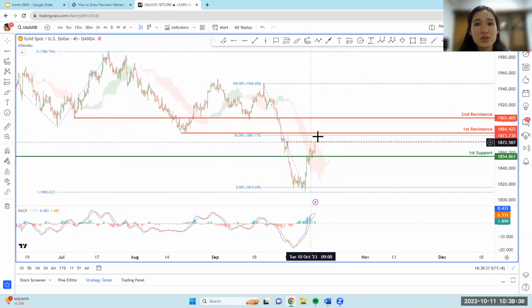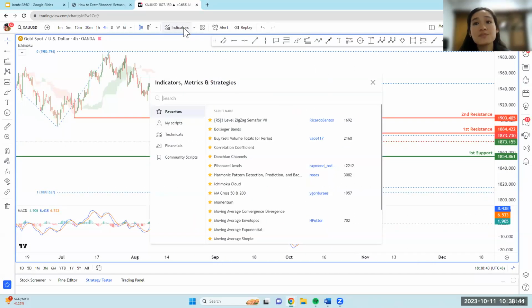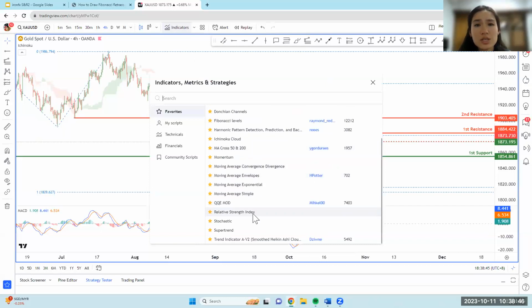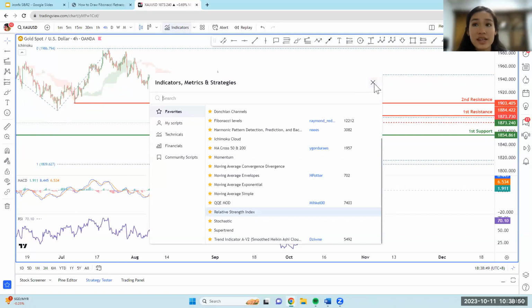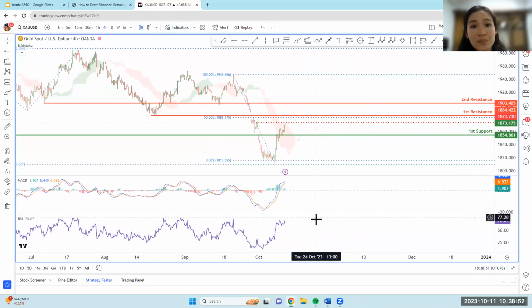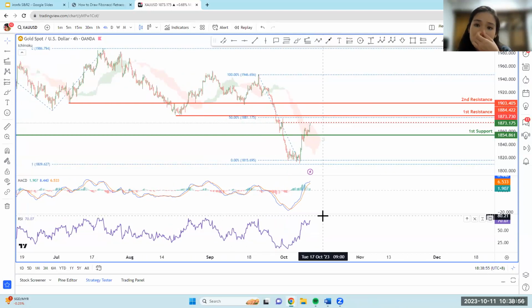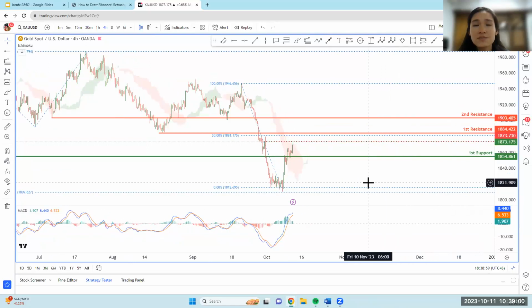Okay, and you can see price is moving above the Ichimoku cloud. MACD is also giving us a bullish signal. So I like to use MACD and Ichimoku because at one glance I can see exactly what the signals are. Okay. RSI isn't really telling us much.